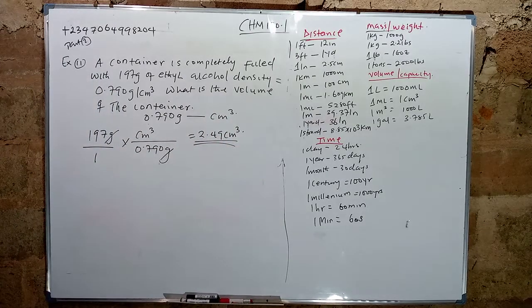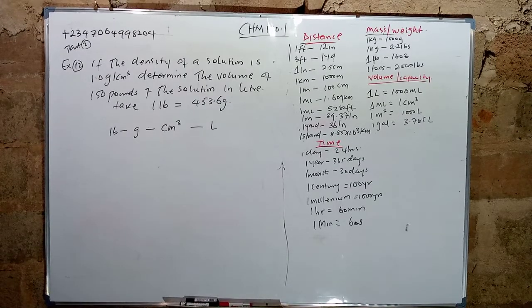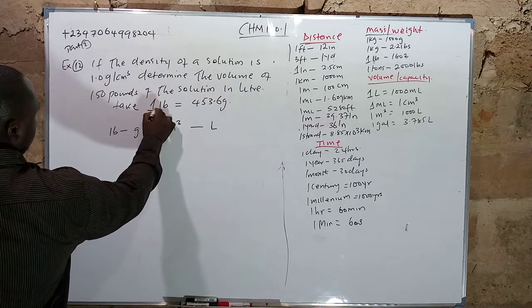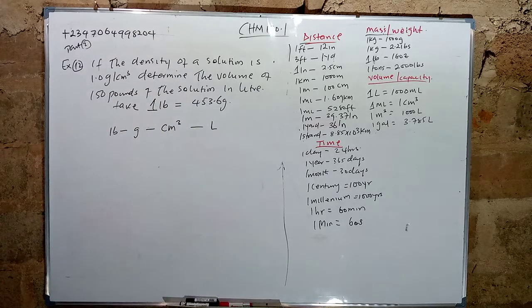Let's go to example number 12. If the density of a solution is 1.0 grams per liter, determine the volume of 150 pounds of the solution in liter. And they ask you to take 1 pound, not 11, this is 1 pound to be this. And this is a 4-way conversion system. You can see I've written it at the board.